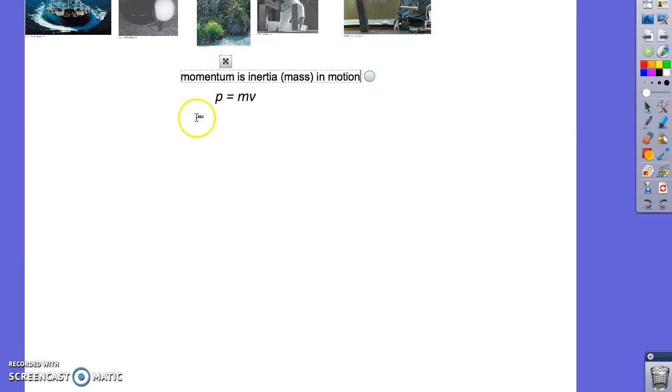And so the formula for momentum is p, which is the symbol for momentum, equals m times v. Or another way to look at that is momentum is equal to mass times velocity. So the amount of momentum you have is going to depend on how much mass you have and how fast you're going. And that's generally what we tend to think of when we talk about how much damage something is going to do. This is really what we're talking about.